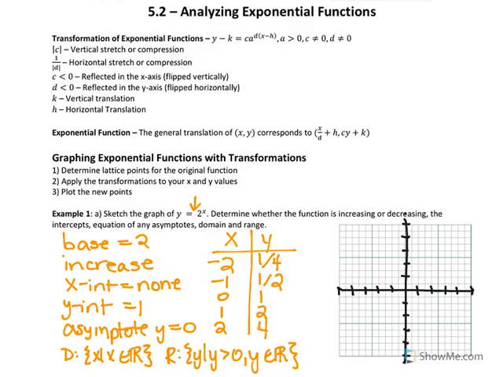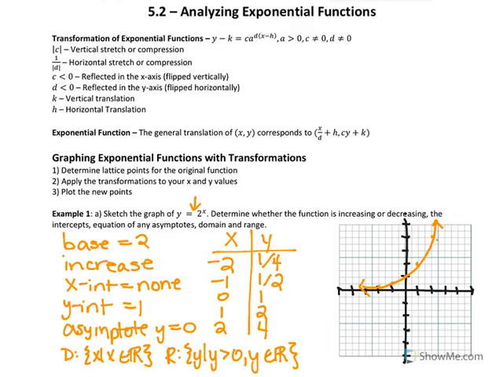So our graph would look like this. At -2, it's at 1/4. At -1, it's worth 0.5. At 0, it's worth 1. At 1, it's worth 2. And at 2, it's worth 4. So there is our graph.